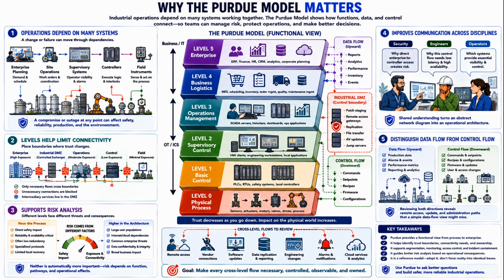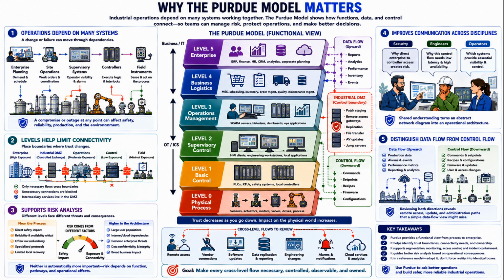Placing functions into levels helps identify where connectivity should be limited. Traffic that stays within a control area has a different purpose from data being transferred to enterprise analytics. The model supports segmentation by showing where trust changes and where controlled intermediary services may be appropriate. It also supports risk analysis. Systems near the process may have direct safety and reliability consequences. Systems higher in the architecture may have broader user populations, internet dependencies, and exposure to common enterprise threats. Neither is automatically more important. Their risk comes from different functions, pathways, and operational effects.